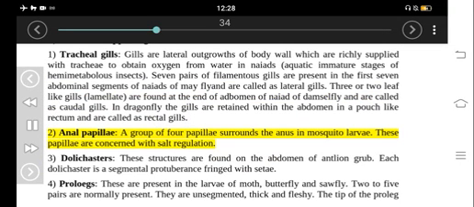These papillae are concerned with salt regulation. 3. Dolichasters. These structures are found on the abdomen of antlion grub. Each dolichaster is a segmental protuberance fringed with setae. 4. Prolobes. These are present in the larva of moth, butterfly and sawfly.